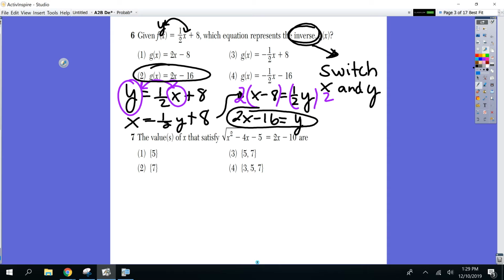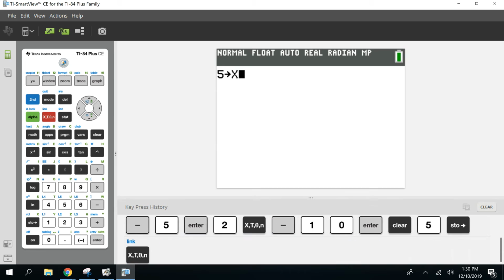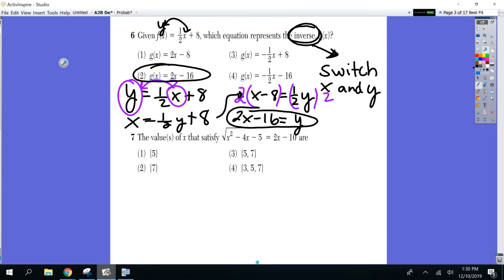Plug in your choices. So here we go. Choice 1. What am I going to go with my calculator? Choice 1 says the answer could be 5. So how am I going to check that? 5 stored in for x, everybody? All right. What am I plugging in now? What do I plug in now? I stored 5 in for x.